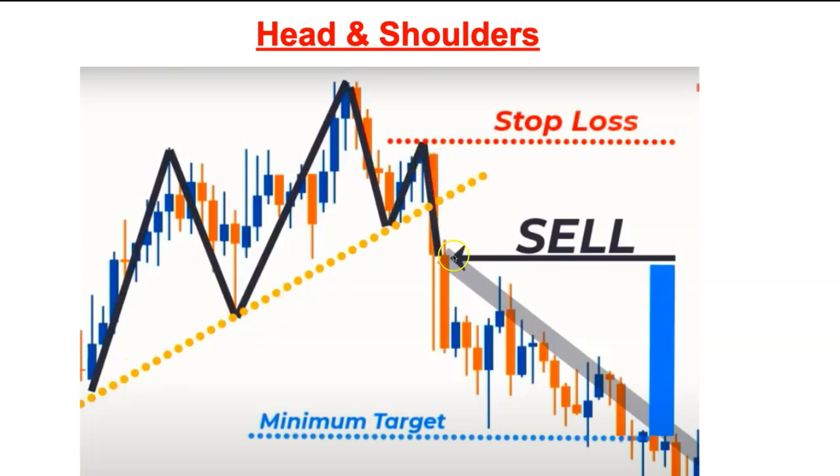And usually you get a breakout, and you would enter at the breakout, and you put the stop loss above this shoulder here. The measured move in terms of profit target of the head and shoulders pattern roughly equals the same distance from the top of the head here to the neckline.